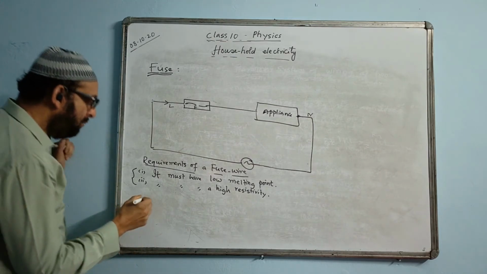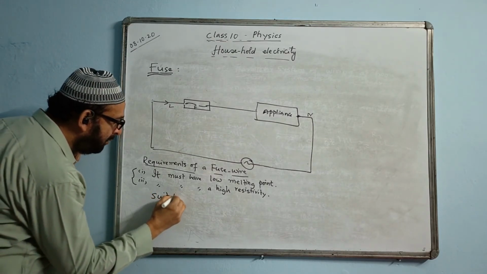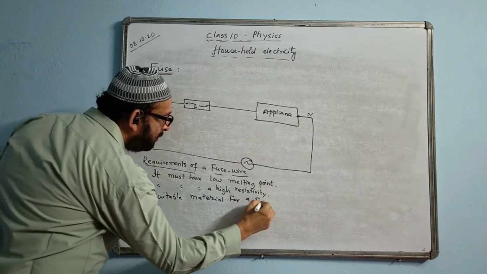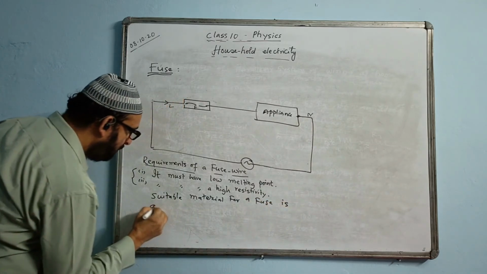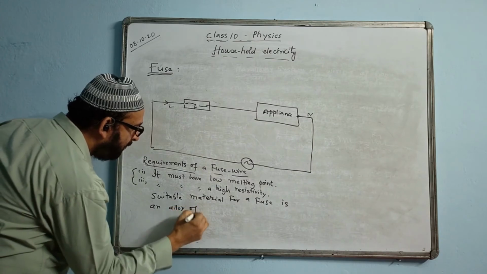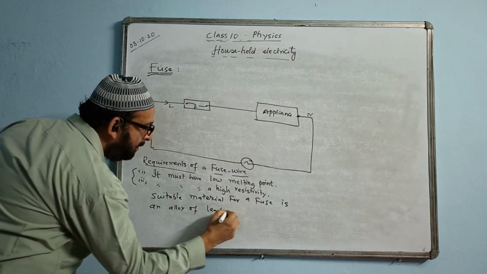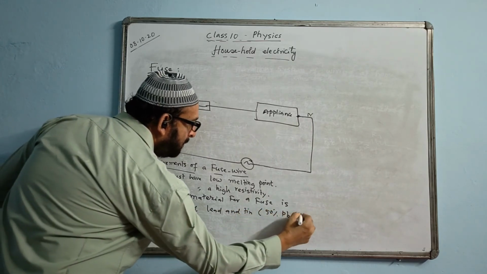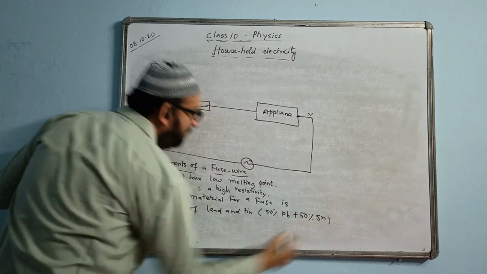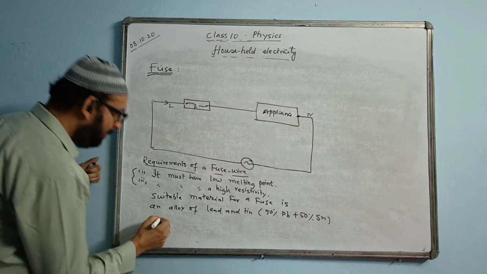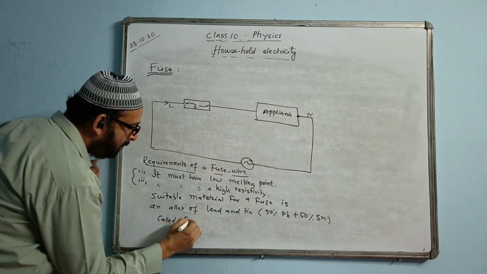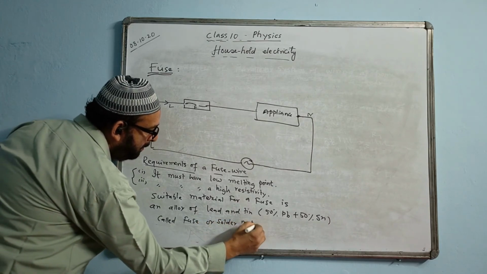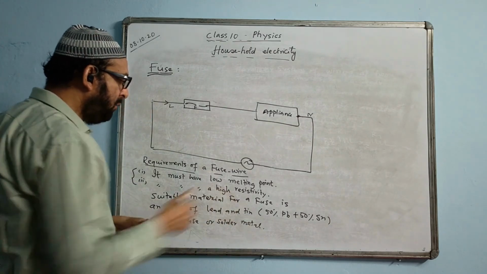So what suitable material, this is also important, is suitable for a fuse? An alloy of lead and tin, 50% lead plus 50% tin, Sn is tin. This alloy has got a name called fuse metal or solder metal.